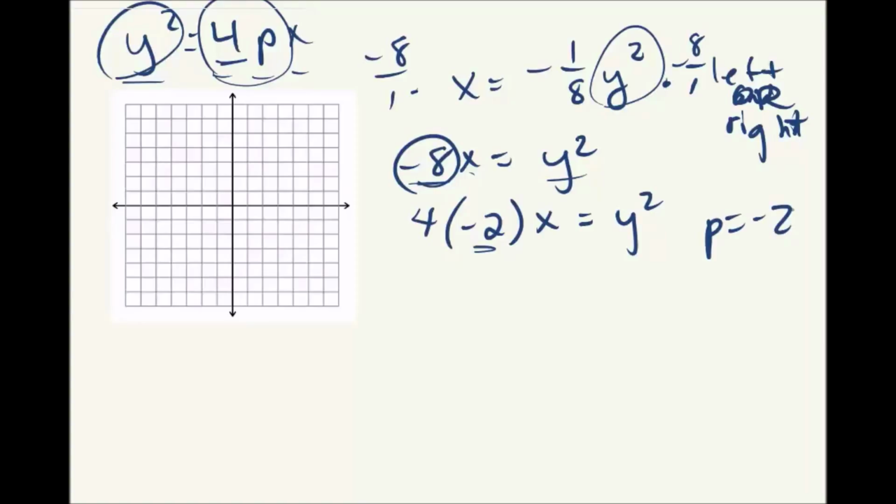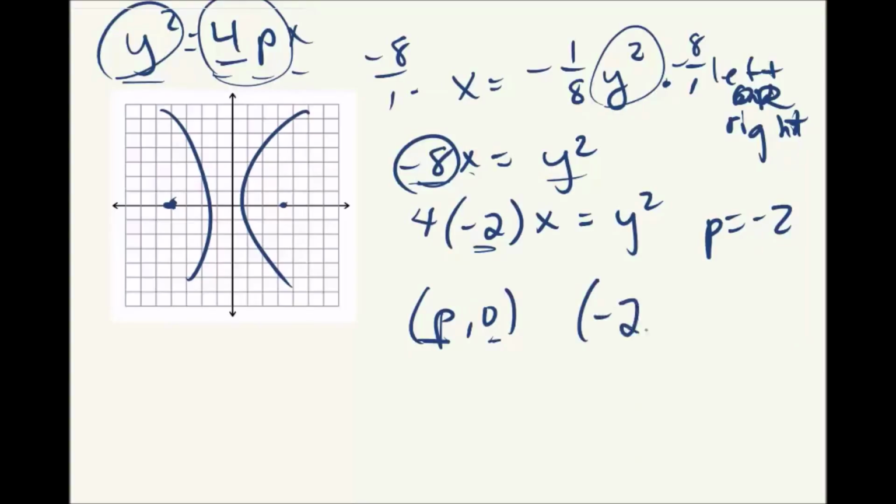Now that we know that, it's really easy to tell what the focus is. Remember, this one's going to open left or right. So when that happens, the focus is p comma 0, because the focus has to be in front of it, or if it opens left, it has to be in front of it. It's on the x-axis, not the y-axis. So the focus is negative 2 comma 0.